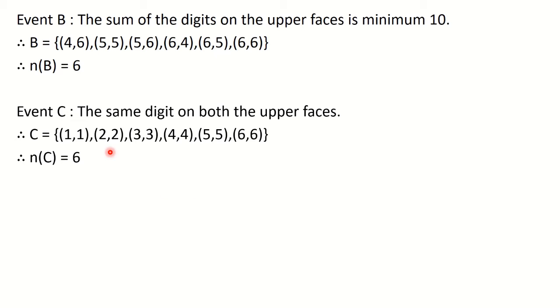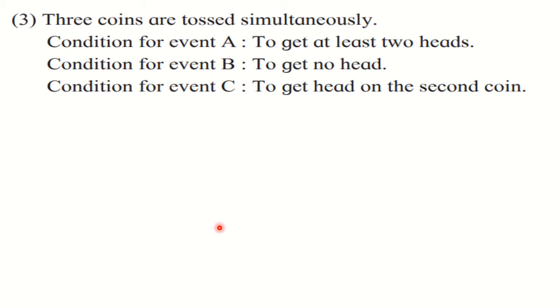Writing the event in the form of a set is compulsory. So you should write in curly brackets, and you should separate every sample point by a comma. That is important. I hope you must have completed it. Let us go towards the next question, that is the third question.